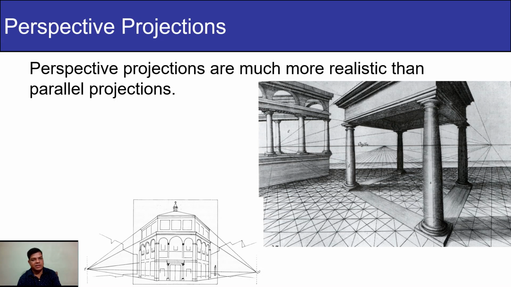Here you can see that we can produce realistic images by using perspective projection. Perspective projections are much more realistic than parallel projection. So if you want to produce realistic images, then you have to use perspective projection.